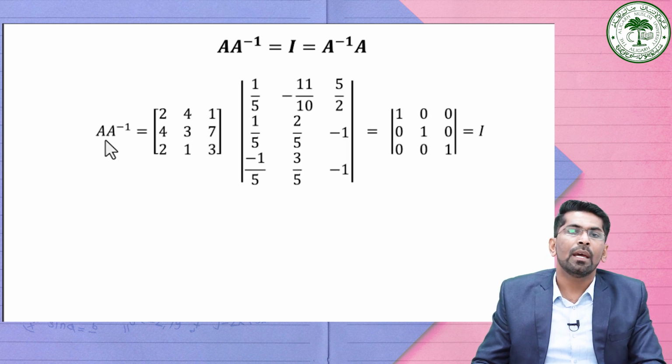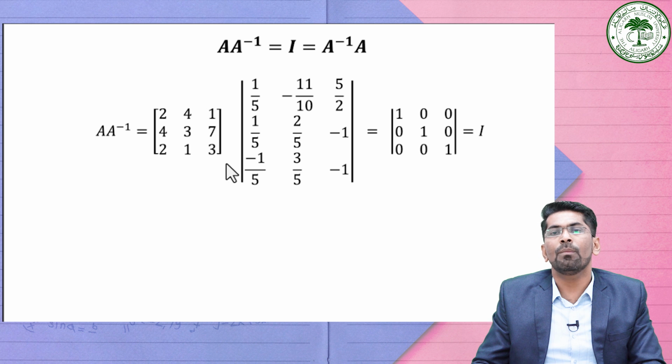So here we are going to multiply the original matrix with its inverse. We have the original matrix 2 4 1, 4 3 7, 2 1 3. This is a 3 by 3 matrix. And what was our inverse of the matrix, which is already given here: 1 by 5, minus 11 by 10, 5 divided by 2, 1 by 5, 2 by 5, minus 1, minus 1 by 5, 3 by 5 and minus 1. So we have a 3 by 3 matrix.